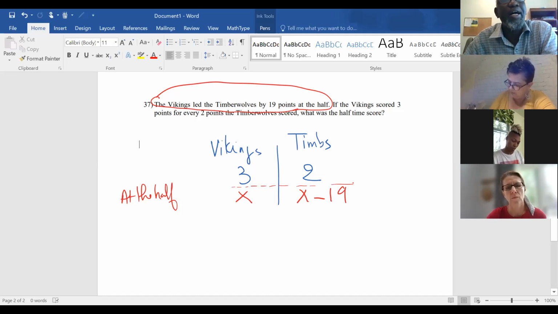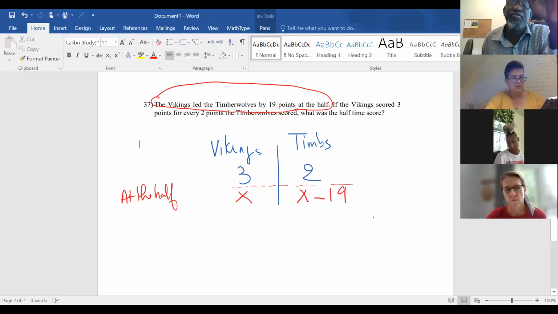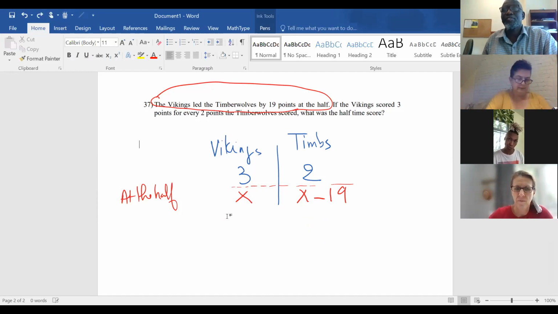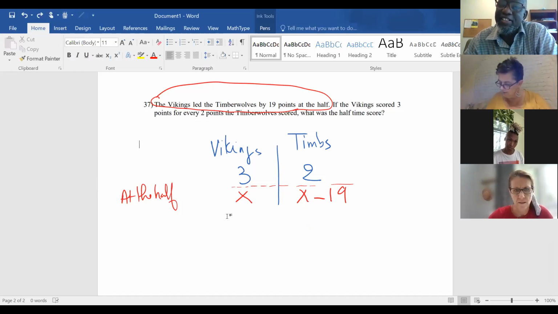How about if somebody else said, no, the Vikings did not score X, the Thames scored X at the half. Then how much will the Vikings score? X plus 19, because the Vikings have 19 more points, right? That's the way you did it, exactly. So it's going to be X plus 19. So now after that, your problem is set up. Now you solve for X.